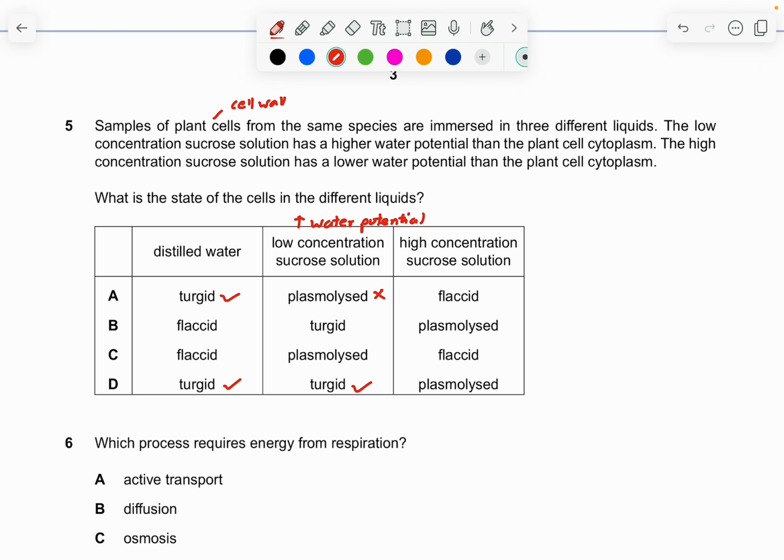Now, for high concentration sucrose solution, it means that the solution itself has more solutes than water. So this has lower water potential.